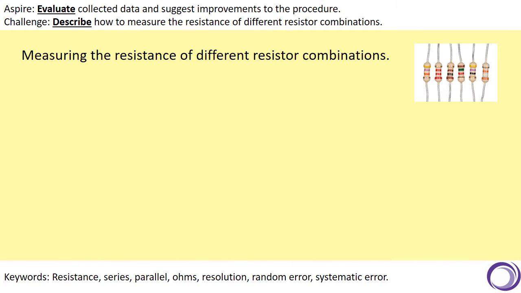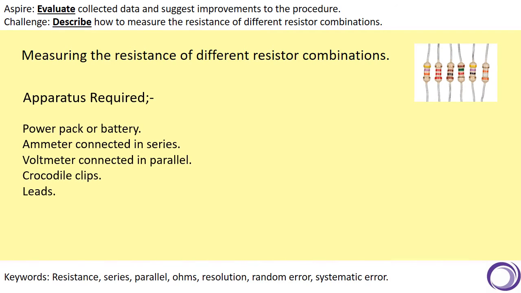We're going to do the same thing then, so it's pretty much the same setup, but we're going to put in different resistor combinations. So the apparatus that we're going to need, very similar to before, power pack or battery, ammeter that we're going to put in series, voltmeter that we're going to put in parallel, crocodile clips and leads. And then we're going to have a selection of different resistors.